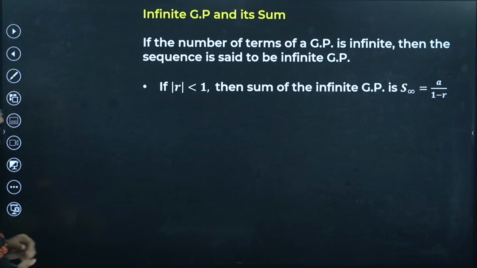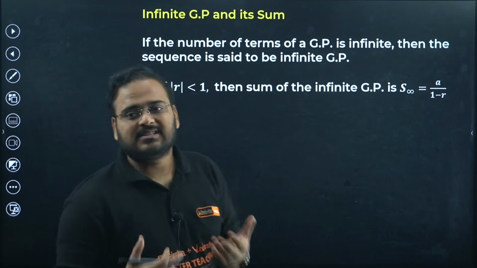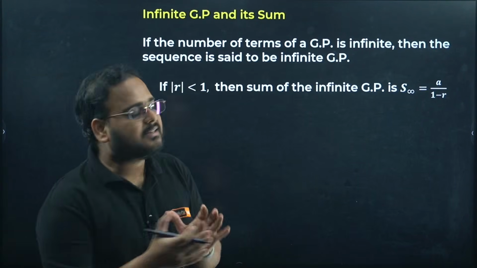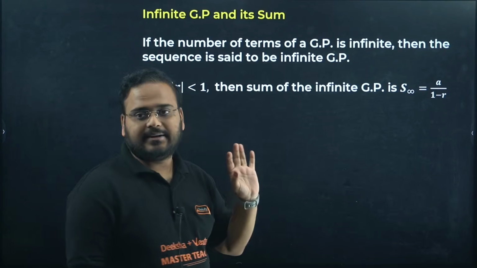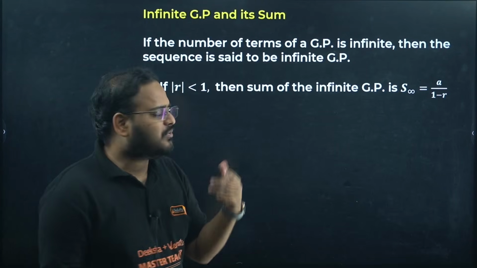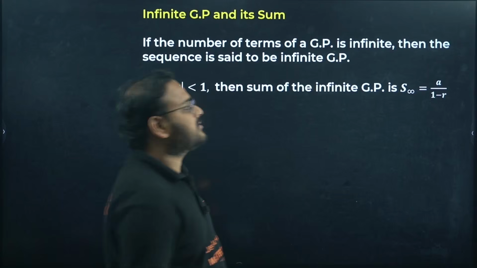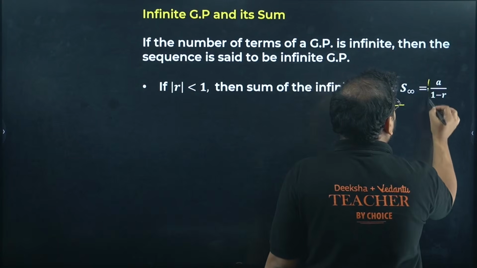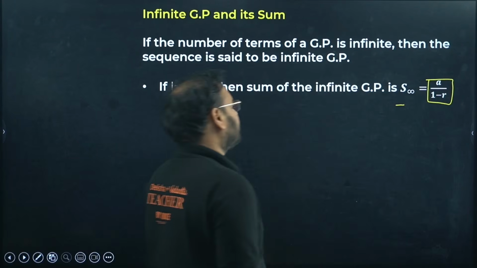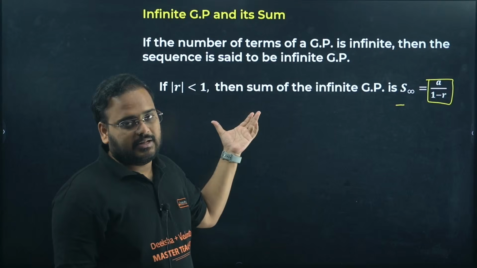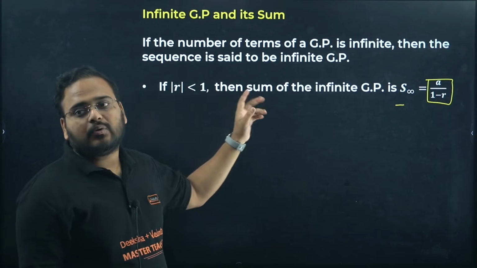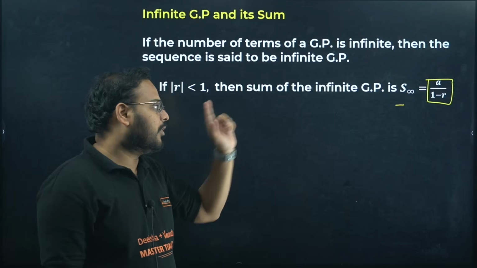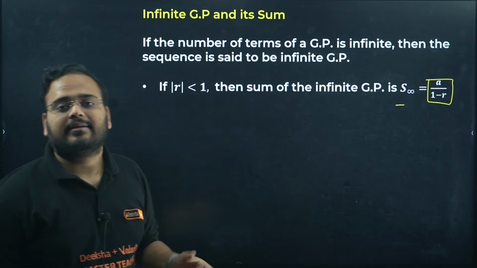Moving on. Infinite GP and its sum. If the number of terms of a GP is infinite, you will not have any n value because you can't substitute that. The result simply becomes the sum of the terms as A upon 1 minus R, provided that mod of R is less than 1, meaning from minus 1 to 1. If the R value is between minus 1 and 1, then the sum of infinite terms becomes A upon 1 minus R. Does it make sense?